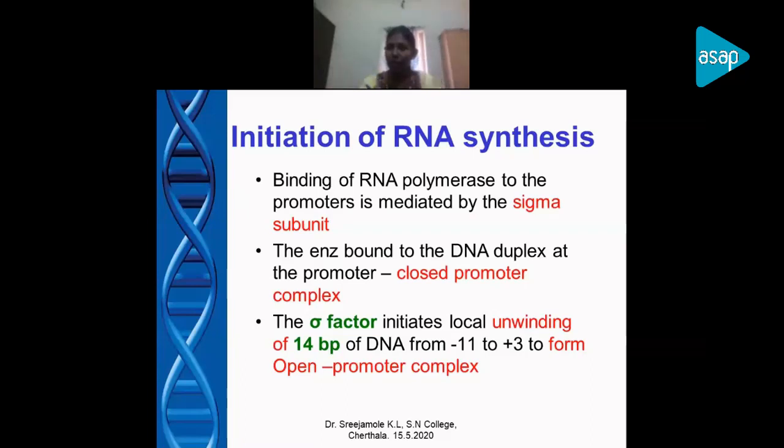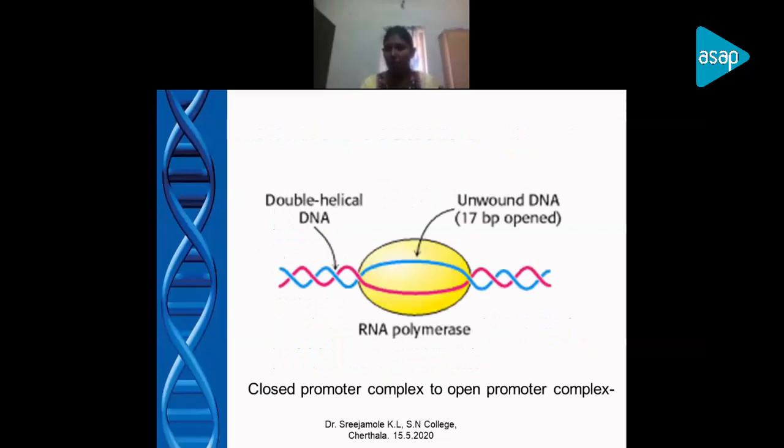At first, when this enzyme along with the sigma factor binds, it forms a closed promoter complex, because the DNA duplex is not unwound; there is still hydrogen bonding between the two strands. After some time, the sigma factor initiates the local unwinding of a 14 base pair stretch of DNA, from -11 to +3, to form an open promoter complex. The bases bound together by hydrogen bonds are melted, and that forms an open complex, or a transcription bubble. So that is the initiation of RNA synthesis. This picture shows how the closed promoter complex is converted to the open promoter complex by the binding of sigma factor and the RNA polymerase.